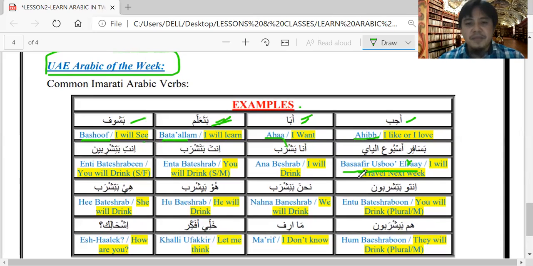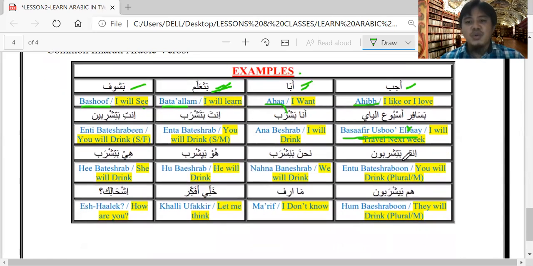Then, next, أنتم بتشربون. That means you will drink, plural, masculine. Here is the transliteration. Next, نحن بنشرب. We can say it this way or that way. نحن بنشرب, we will drink. That is also correct.